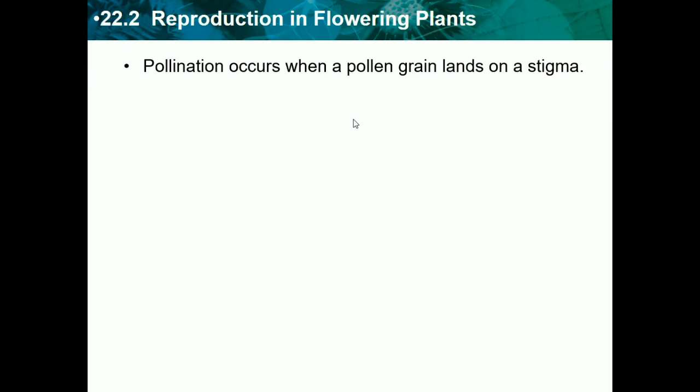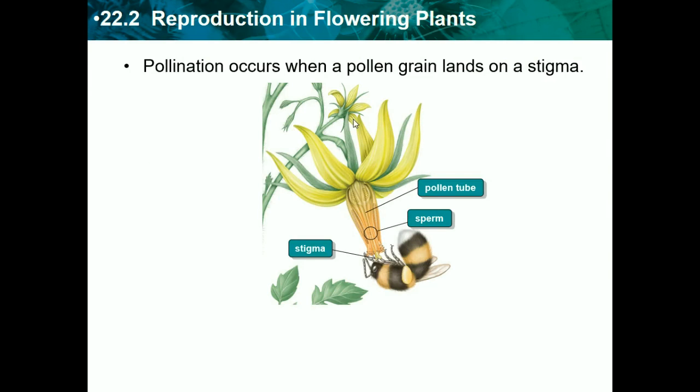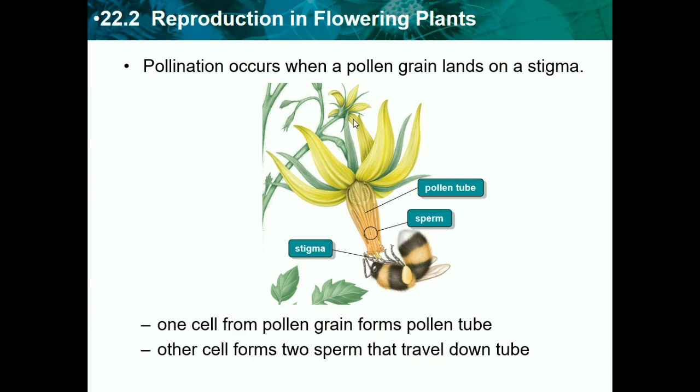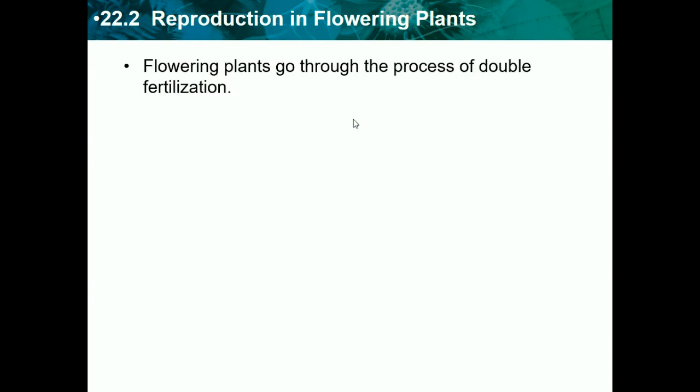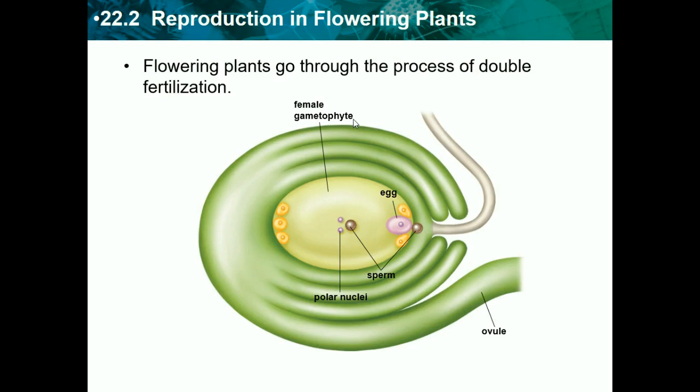Pollination occurs when a pollen grain lands on the stigma. One cell from the pollen grain forms a pollen tube, and other cells form 2 sperm that travel down the tube. Flowering plants go through the process of double fertilization. So here we have the ovule, and this is the female gametophyte, and as we see here, we have a cell that has polar nuclei, as it said before, and then there are 2 sperm and an egg, and this isn't that important. You're probably never going to see a picture like this again.